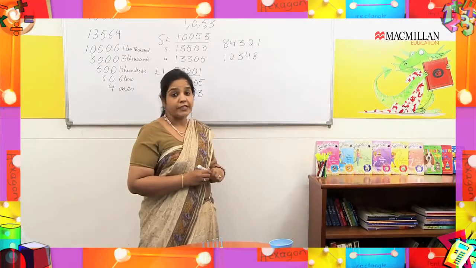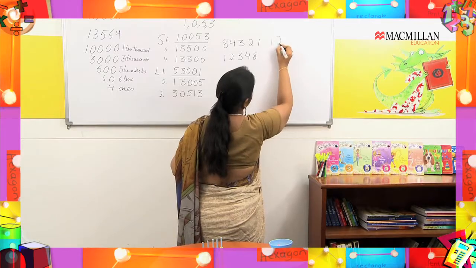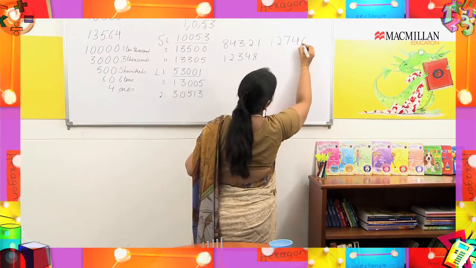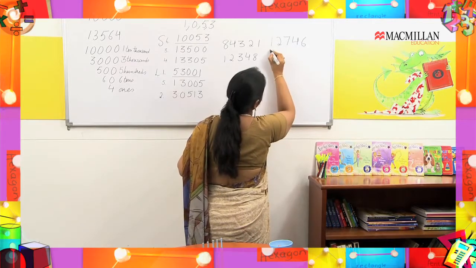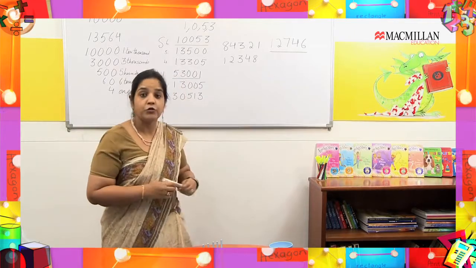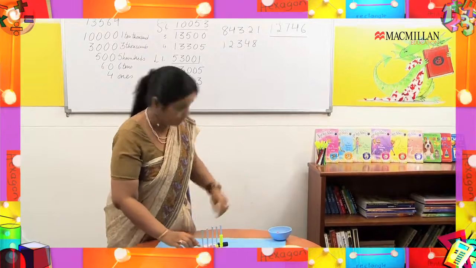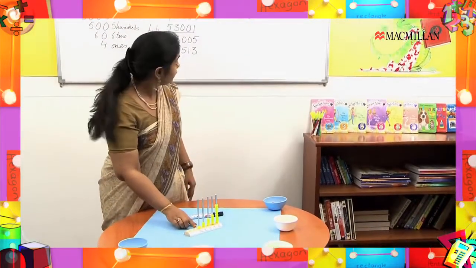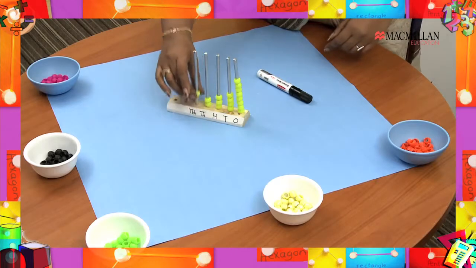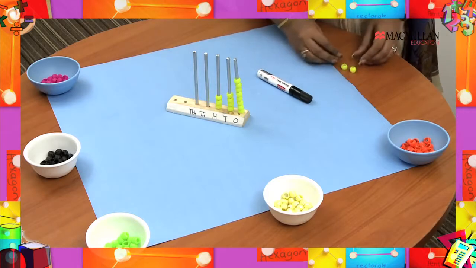Now let us move to the next thing. We are going to do something even more interesting than what we have done till now. We are going to round off this number, and that too using abacus. So first let us create this number on our abacus. It is 12,746. So let us remove these beads. We will use the beads we were using earlier.